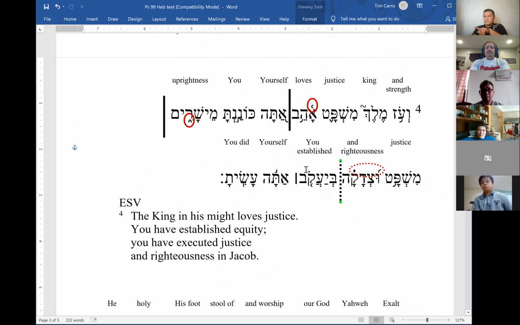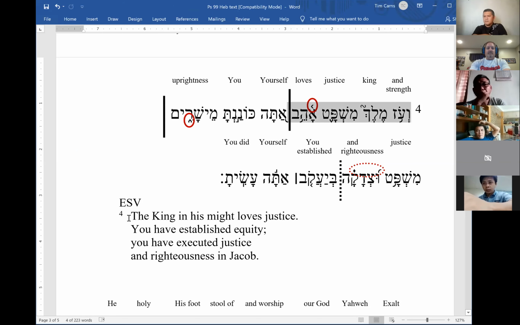So notice, to make sure we're clear, this first line is, the strength of the king loves justice. Okay, that's the English translation down there. And then we have the break. And then, you yourself have established equity or uprightness. Another break, that's the second line. And then the ESV took this as the third line, justice and righteousness you have executed. And then the fourth line.